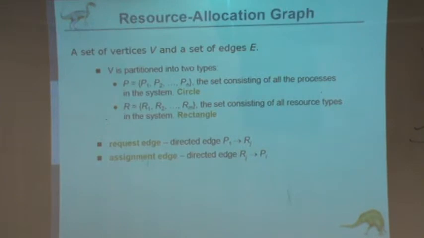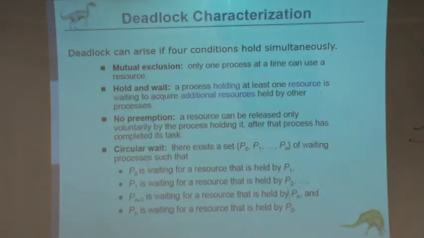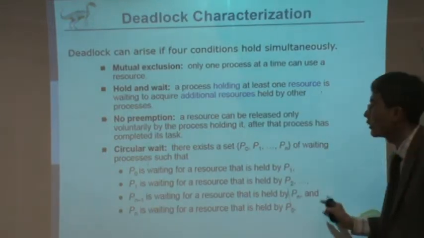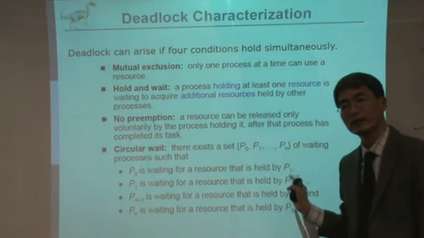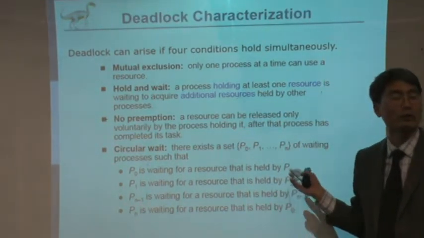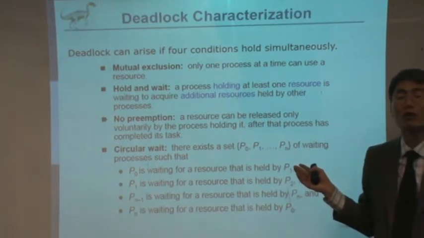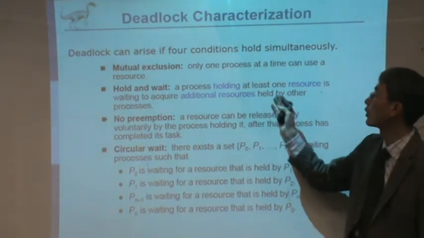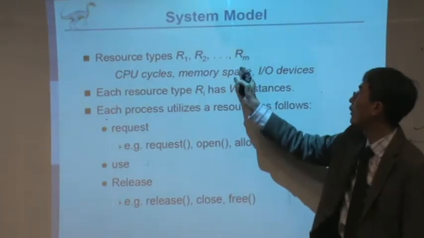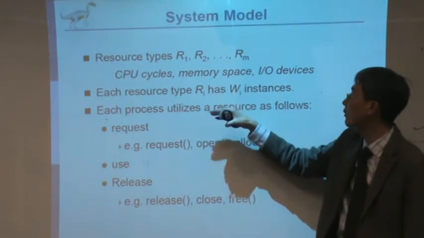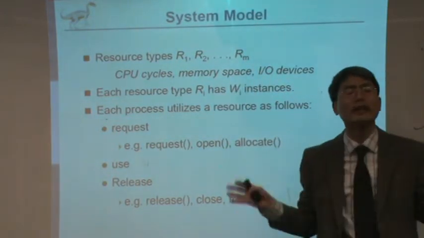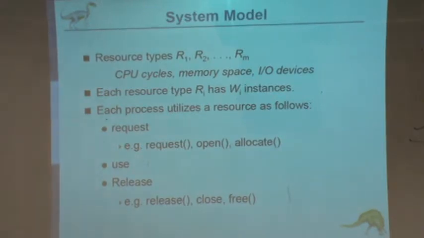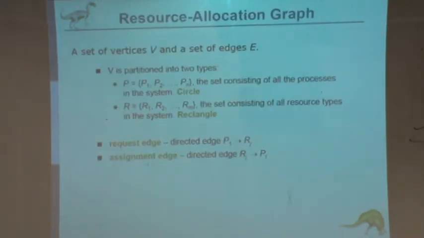Before we discuss such a solution, as I said, the circular wait is the most important characteristic of the deadlock situation. To define such a circular wait, we have a number of processes, we have a number of resource instances. So to simplify such resources and processes, we are going to use the resource allocation graph, which is called the RAG.